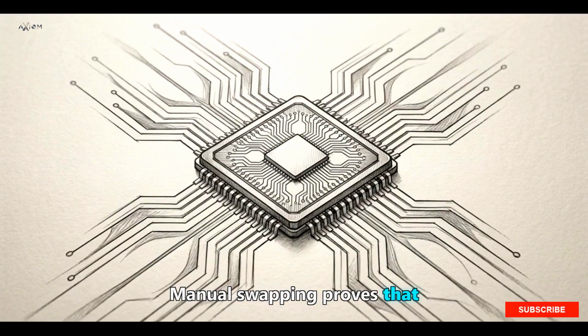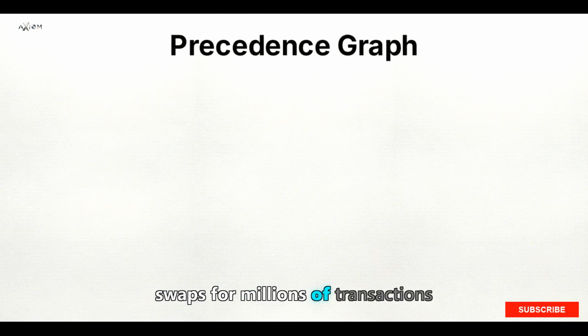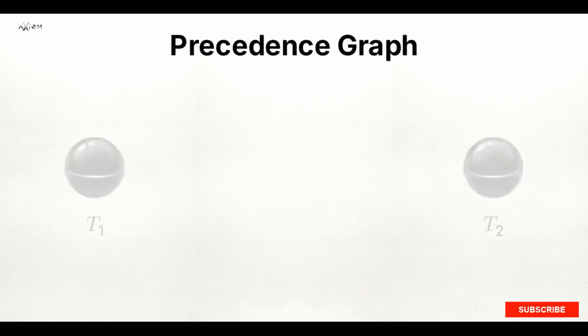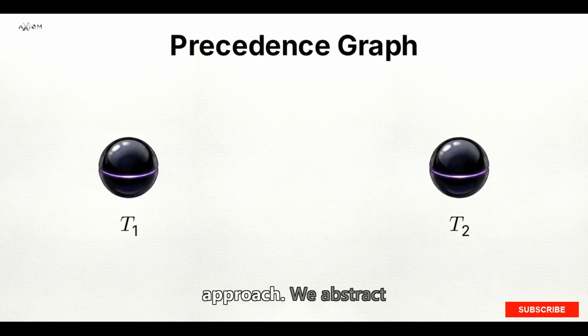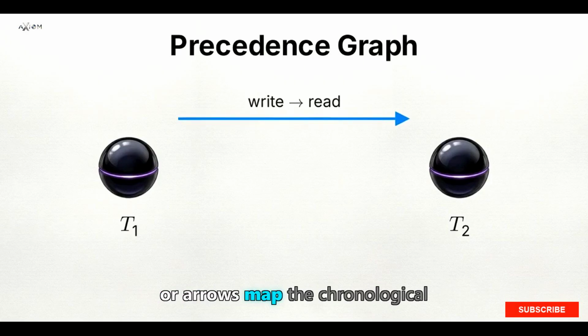Manual swapping proves that a concurrent schedule can be safe, but it is computationally impossible to perform manual swaps for millions of transactions in real time. We need a scalable algorithmic approach. We abstract the tabular schedule into a precedence graph. This mathematical structure consists of a set of vertices, represented here by transactions, and a set of edges. Directed edges, or arrows, map the chronological dependencies caused by conflicts.